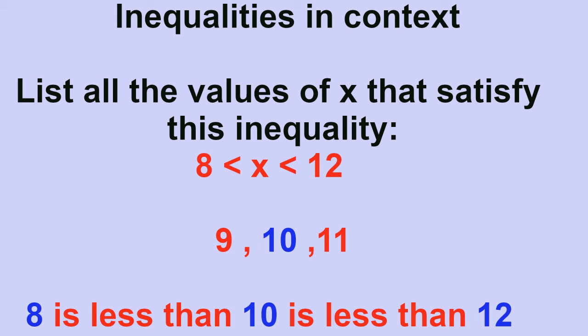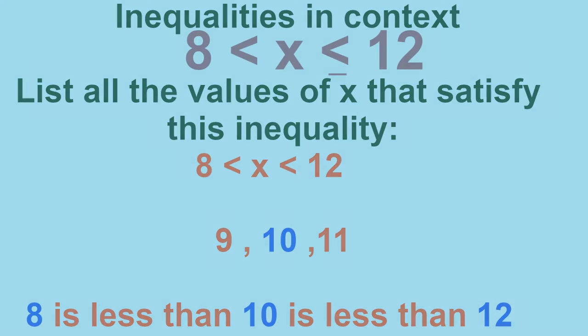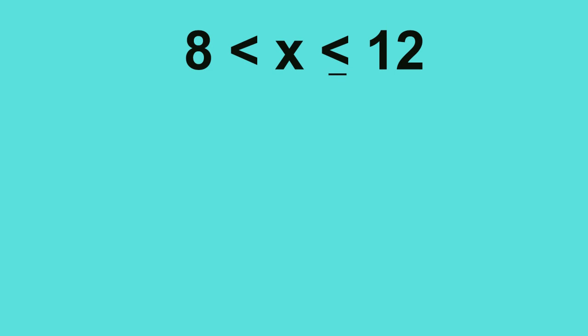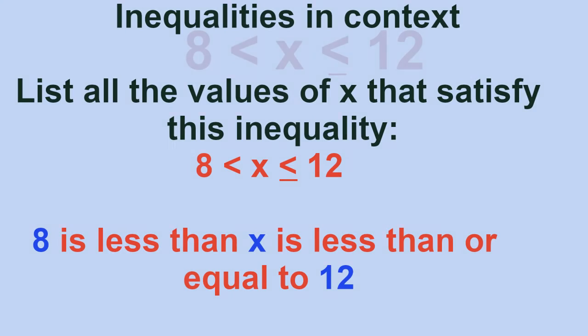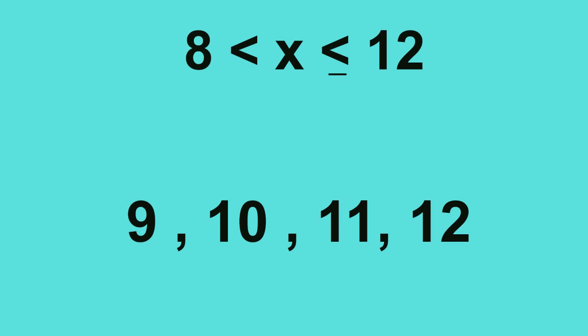And finally, let's look at this similar but subtly different inequality. Let's read it out firstly. We've got 8 is less than x, x is less than or equal to 12. So let's list all the values of x that satisfy this inequality. Well, it's going to be 9, 10, 11, and in this case also includes 12.